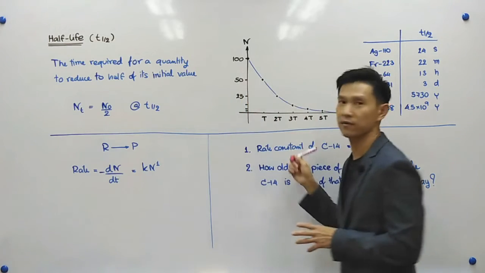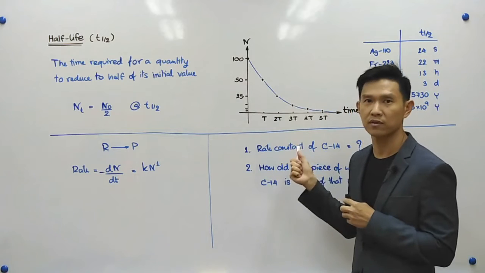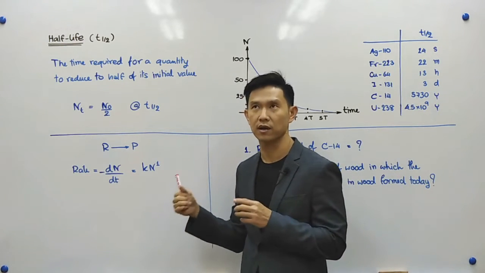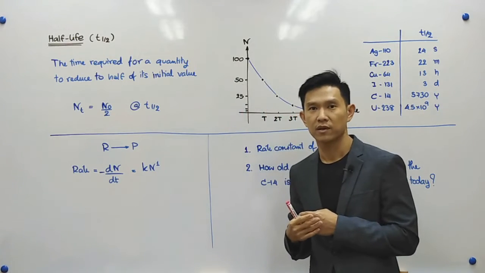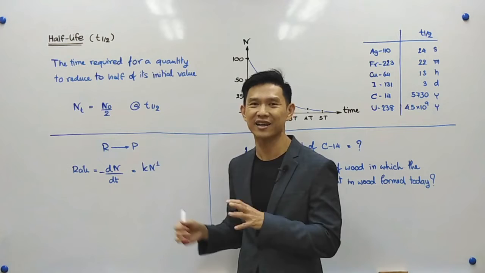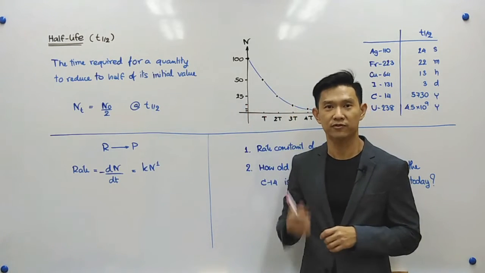And from this kind of curve, if you already studied kinetics, you know that this characteristic belongs to a first order reaction. But if you don't know, just remember that this is a first order reaction. The characteristic of decomposition of a radioactive isotope is a first order reaction.